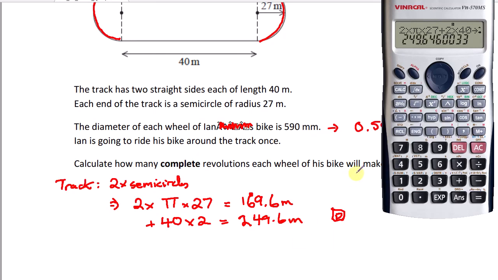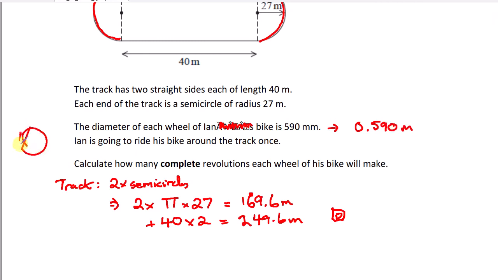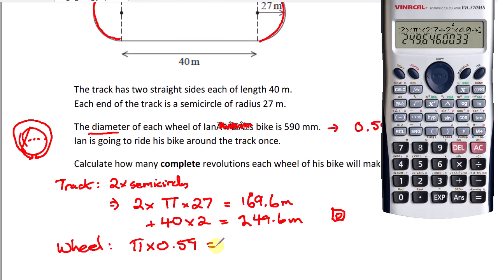There's my memory D. We also need to know the distance around the bike wheel. The distance the wheel travels is not the diameter, it's the distance all the way around the circumference. So we need wheel, and that's again pi d, and we've been given the diameter. So the wheel has pi times 0.59 metres, and that's 1.85.